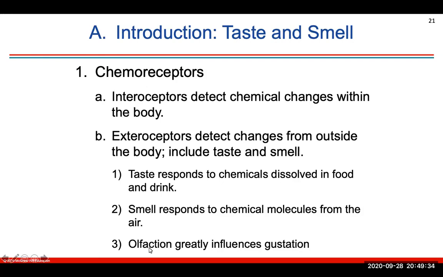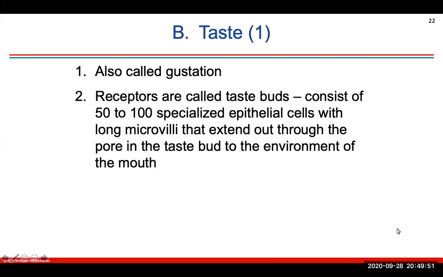Olfaction, smelling, will greatly influence gustation, or how you taste it. And if any of you have been to a winery, they usually tell you to smell the wine before you drink it to taste it. And that's just because olfaction, the sense of smell, will greatly influence your sense of taste. So taste is also called gustation.